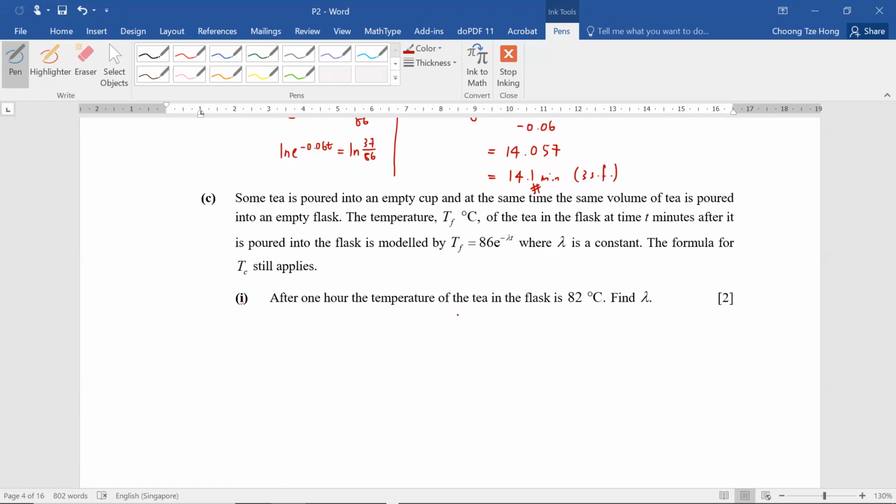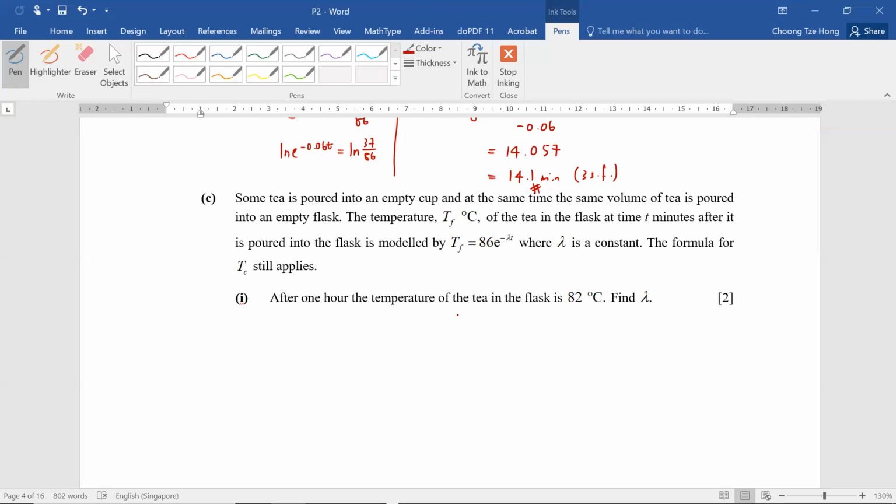Some tea is poured into an empty cup, and at the same time, the same volume of tea is poured into an empty flask. So now they pour some new tea into the cup, as well as some tea into an empty flask. This kind of flask is most likely a vacuum flask, used to keep the tea warm for a longer time. The temperature Tf degrees Celsius of tea in the flask at time t minutes after it's poured into the flask is modeled by almost the same equation. The initial temperature is also 86, but now it's negative lambda t, where lambda is a constant. The formula for Tc still applies.